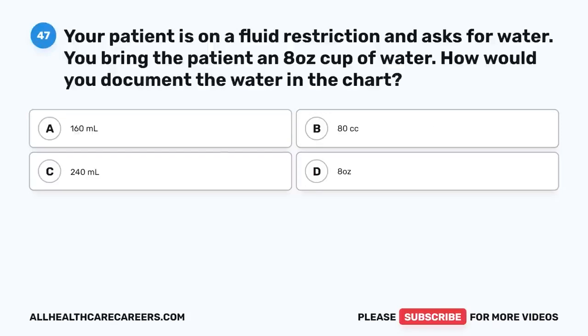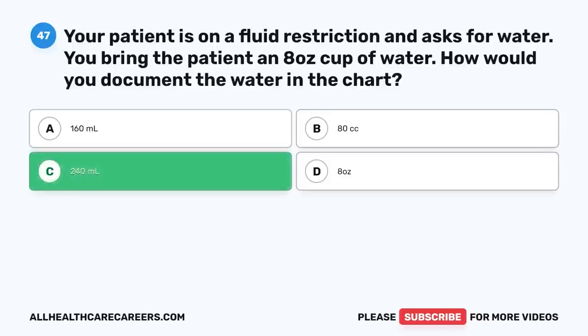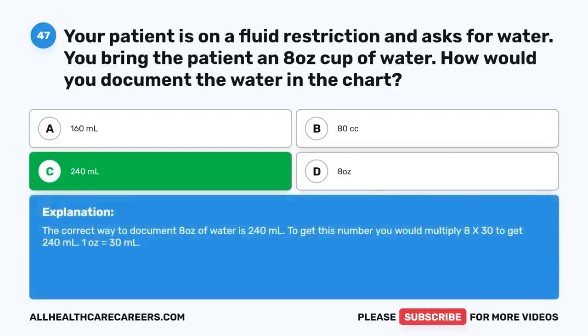Question 47. Your patient is on a fluid restriction and asks for water. You bring the patient an 8-ounce cup of water. How would you document the water in the chart? A. 160 milliliters. B. 80 cc. C. 240 milliliters. D. 8 ounces. The correct answer is C. 240 milliliters. The correct way to document 8 ounces of water is 240 milliliters. To get this number, you would multiply 8 times 30 to get 240 milliliters. 1 ounce equals 30 milliliters.